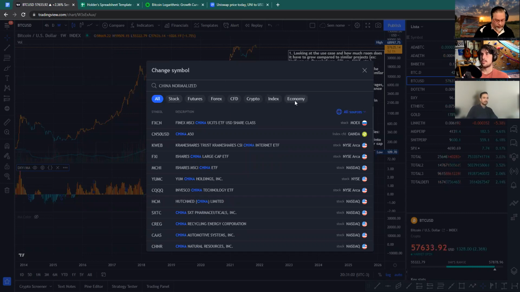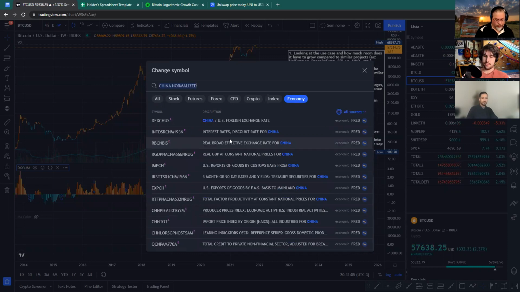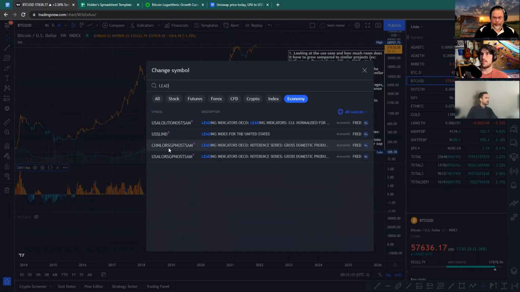Let's see if it shows up. Where is it? If you search for leading, I think it appears. Okay, right here. Leading indicators, OECD reference series, gross domestic product, GDP normalized for China. So this is basically calculating the gross domestic product for all countries in the OECD, and it normalizes it for China. Now, I don't exactly know how this specifically is calculated. I searched for it a lot and I couldn't find any specific documentation. But let's see what happens when we add it to the chart.